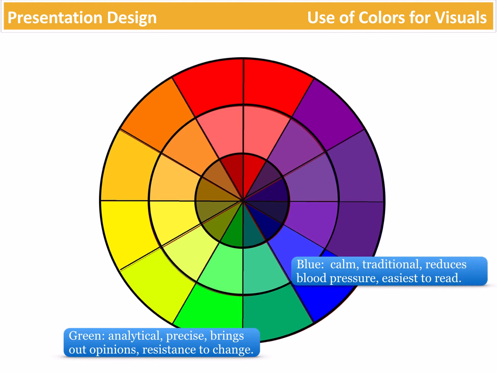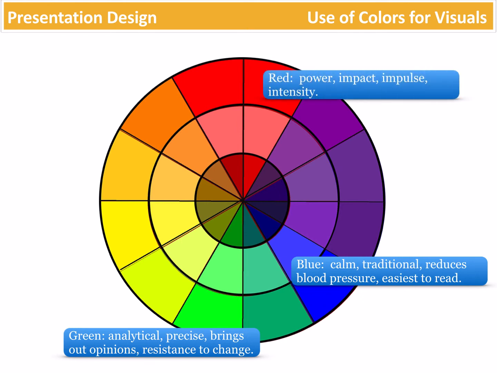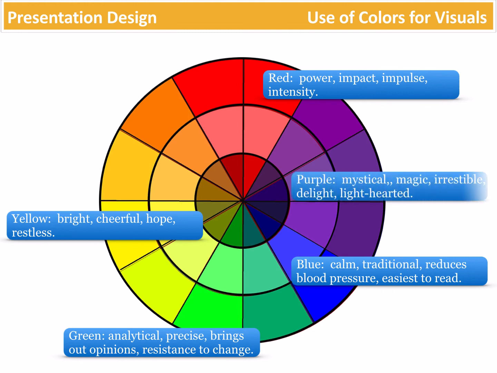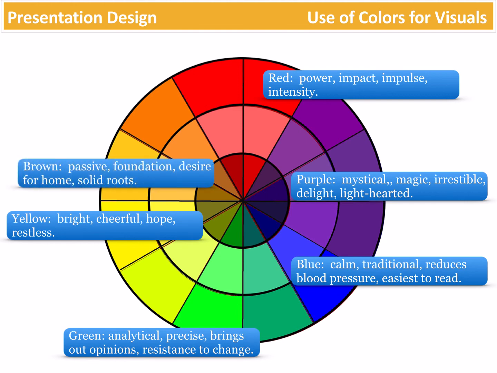Blue is considered calm, traditional, reduces blood pressure, easiest to read, so a lot of times you'll see that in text, in web pages and things like that. Red is considered power, the power color, has connotation for impact, impulse, and intensity. Yellow is considered bright, cheerful, hope, a bit restless. Purple, you use that in mystical, magic, irresistible, connotation of delight and lighthearted. Brown, earth tone, being passive, more of a foundation, a desire for home, considered with solid roots, depending on where you're from.